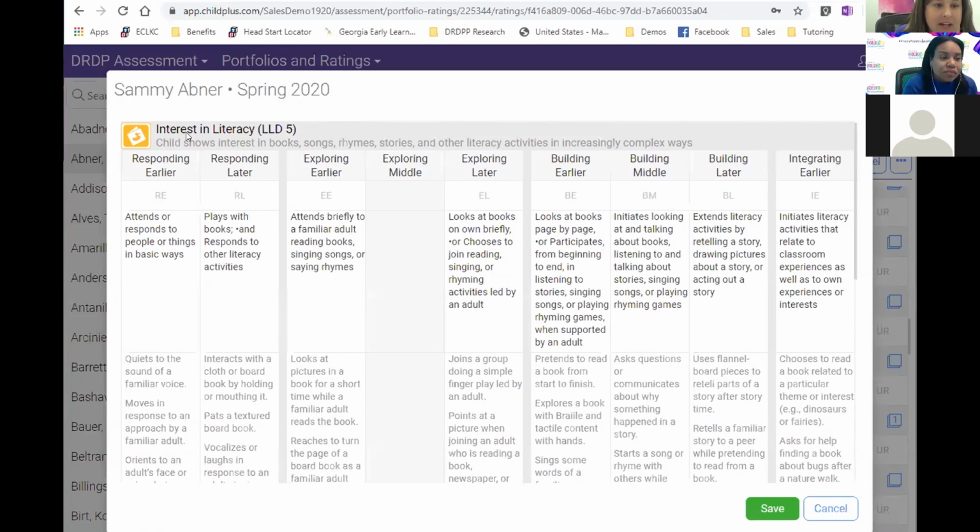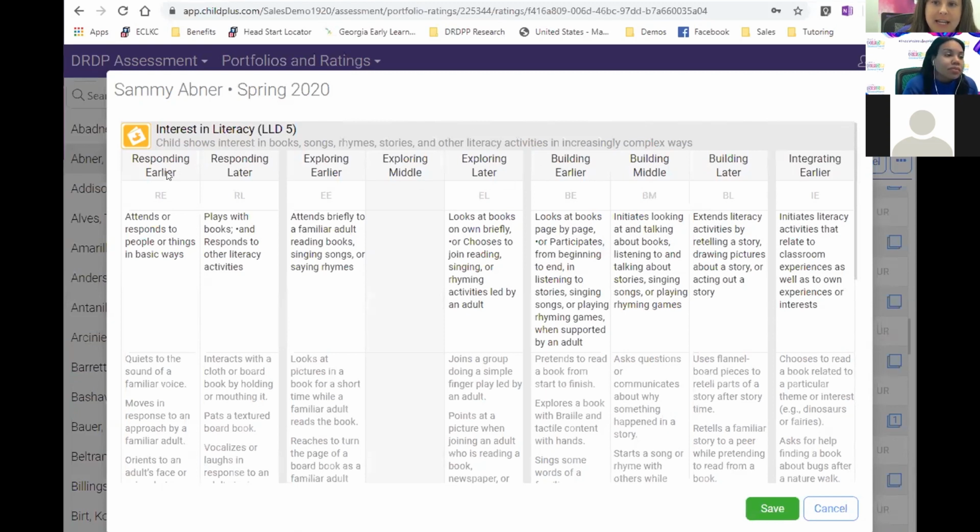Underneath that, we have LLD5, interest and literacy. That is your measure. So that's what you're really looking for under language and literacy. Underneath that, we have the definition: a child shows interest in books, songs, rhymes, stories, and other literacy activities in increasingly complex ways. So if you look at the bottom of your handout on the left, there's a vocabulary box. Feel free to jot down or pick in those bubbles where the domain, measure, and definition are. After you have that, on this level right here, these are the developmental levels.